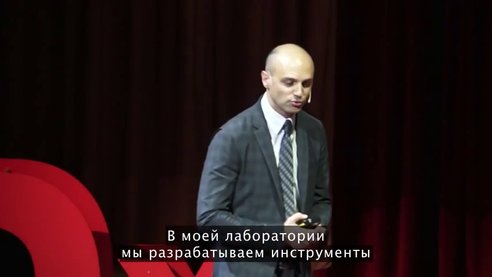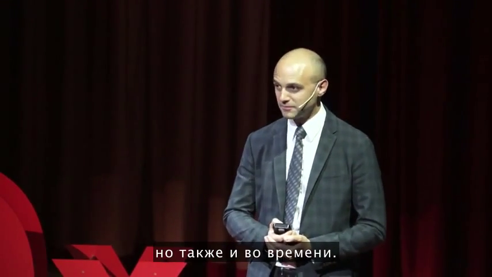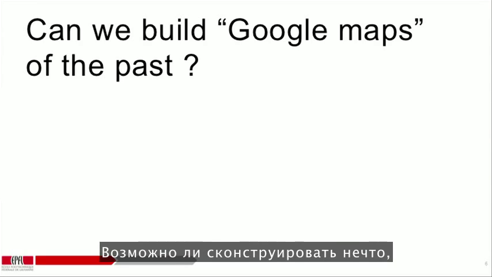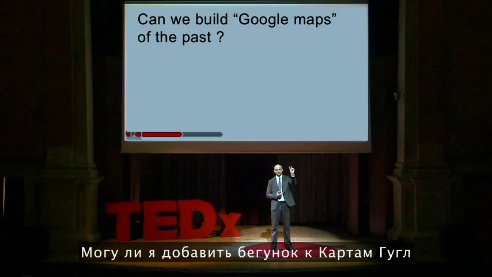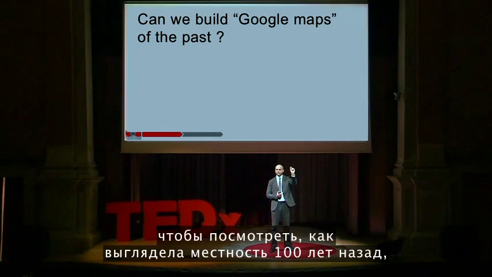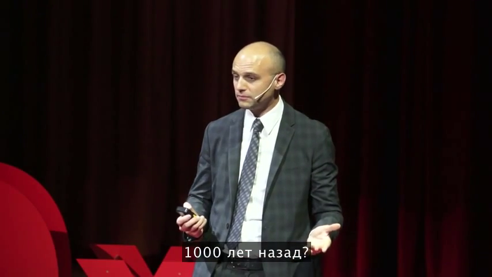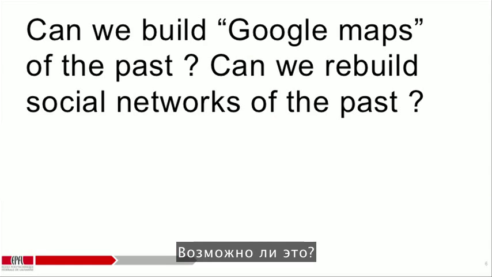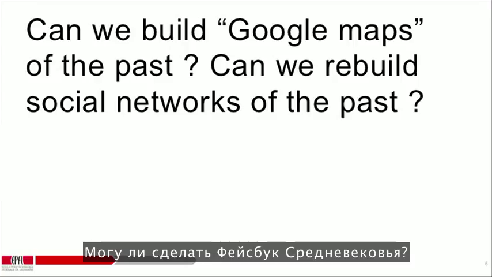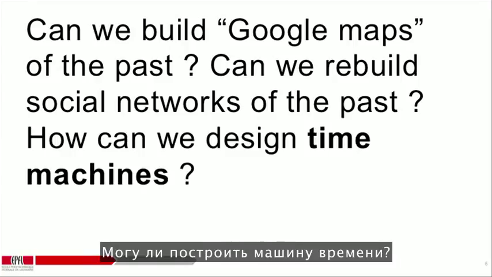In my lab, we develop tools to travel not only in space, but also through time. The kind of question we're asking is: is it possible to build something like a Google Maps of the past? Can I add a slider on top of Google Maps and just change the year, seeing how it was 100 years before, 1,000 years before? Is that possible? Can I reconstruct social networks of the past? Can I make a Facebook of the Middle Ages? So can I build time machines?